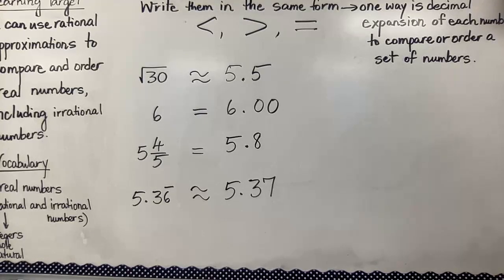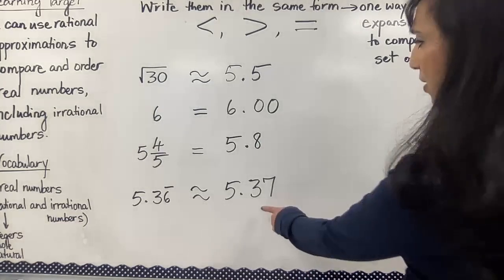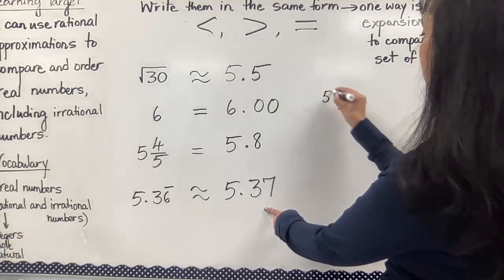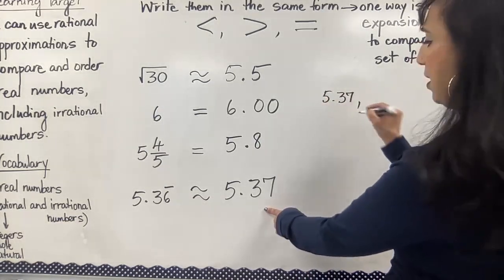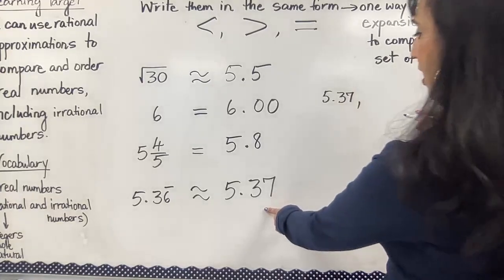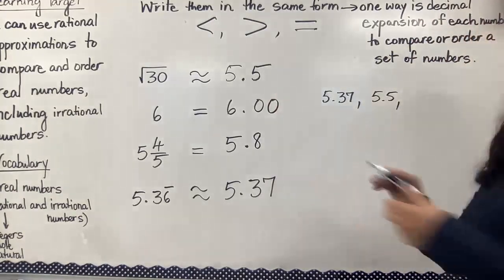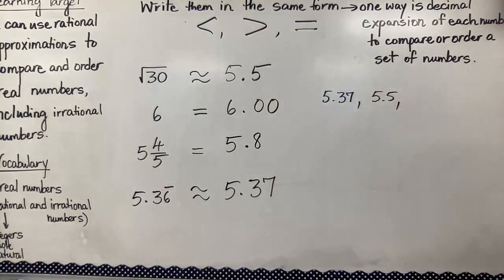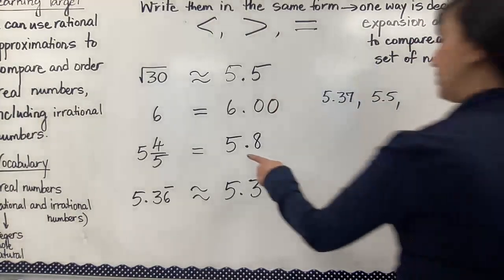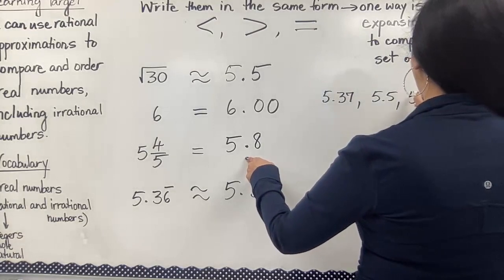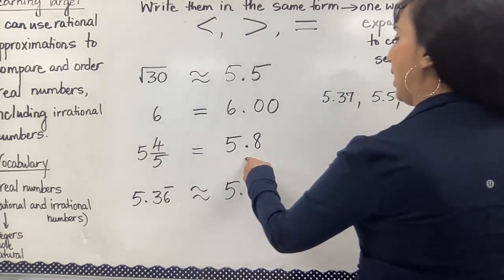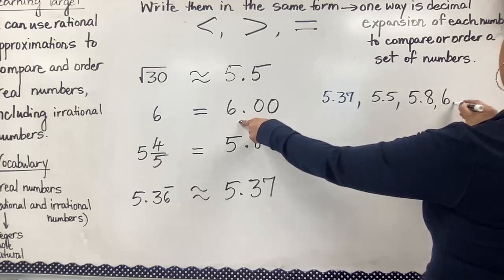Now, once we have this, we are going to write these numbers from the smallest to the largest. So what's the smallest one over here? It is 5 and 37/100. Next, we have 5 and 5/10. As we can see, we are writing them in the correct order. Next thing we have is 5 and 8/10, and the last one is 6.